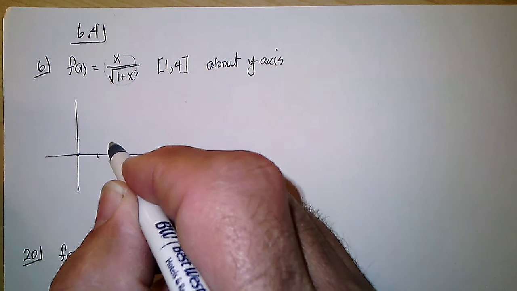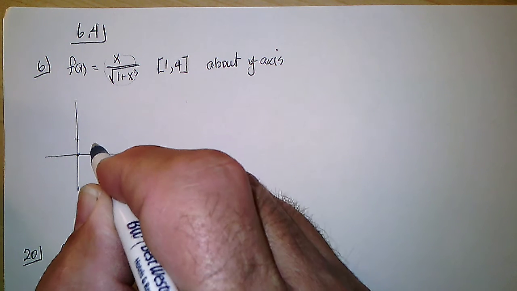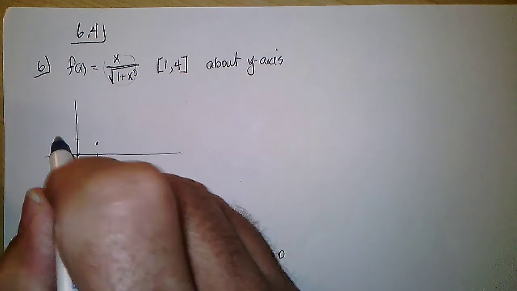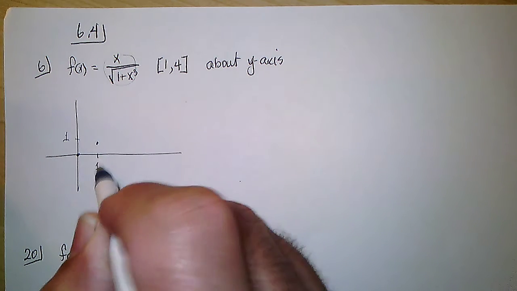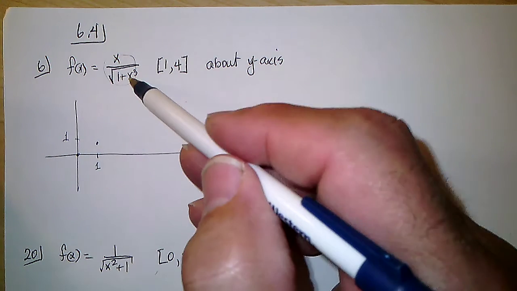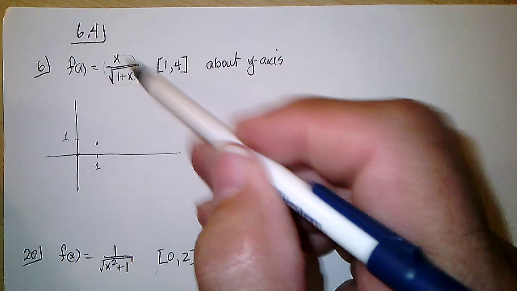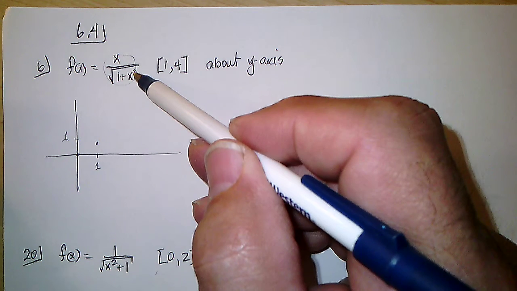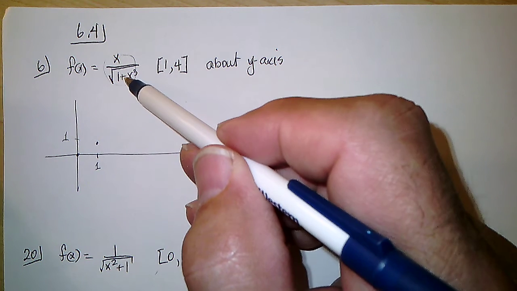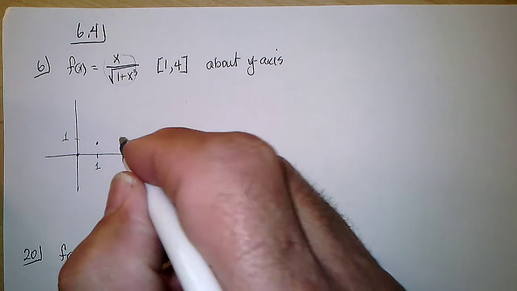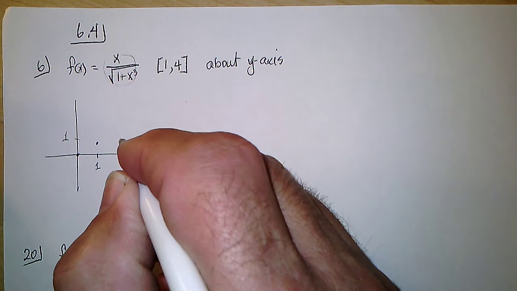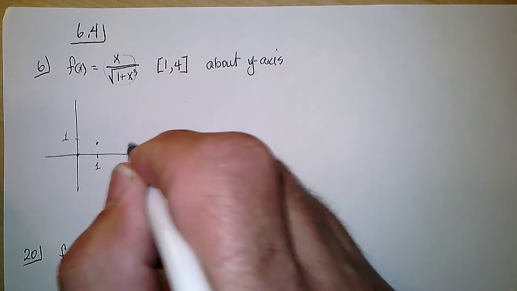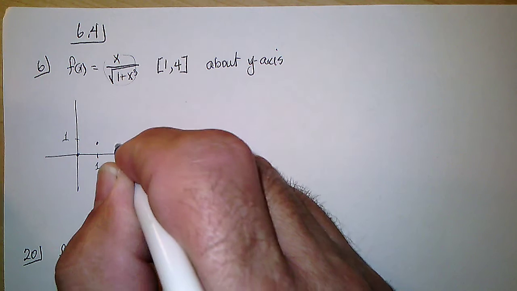1 over the square root of 2 is square root of 2 over 2, 0.7071. I think that's what that is. So if this is 1 and this is 1, it's not quite there. If I put 2 in, I get 2 over the square root of 9, which is 3. 2 over 3 is 0.6, so that's coming back down a little bit.